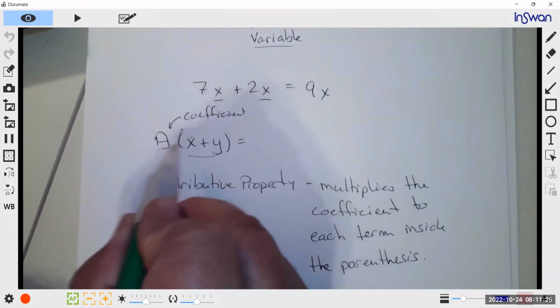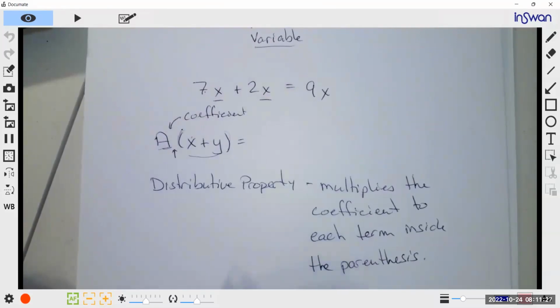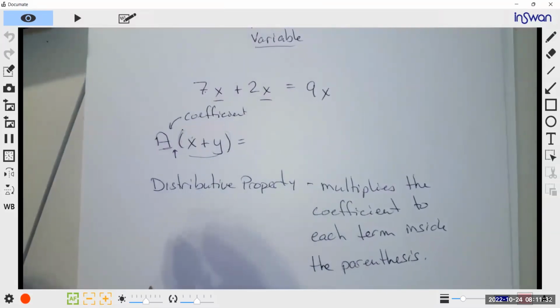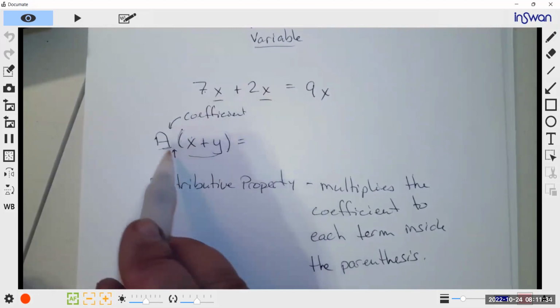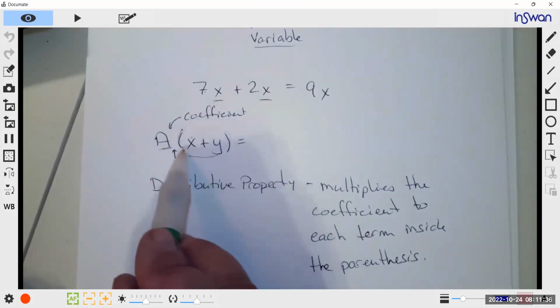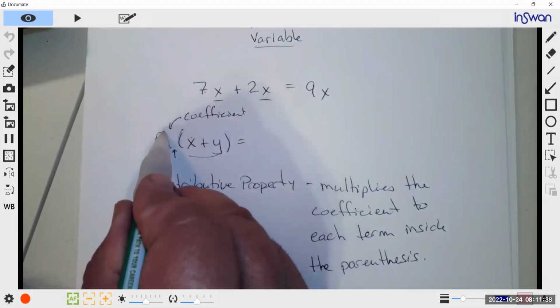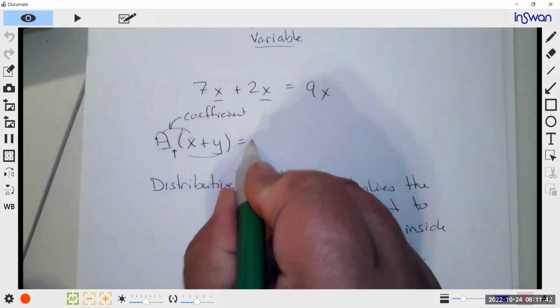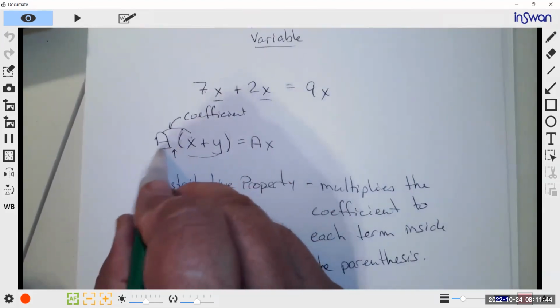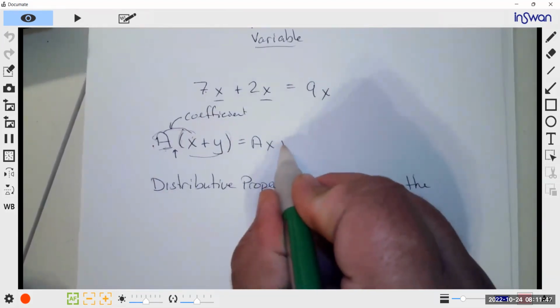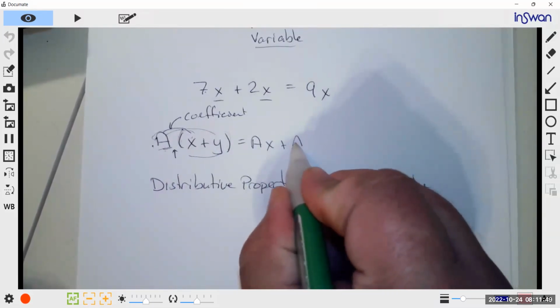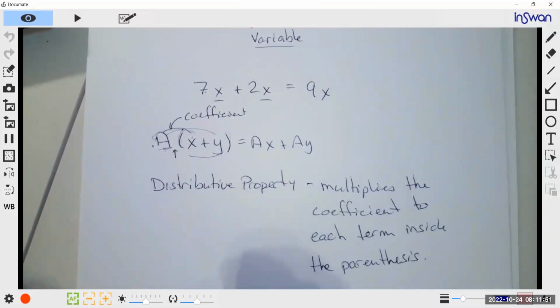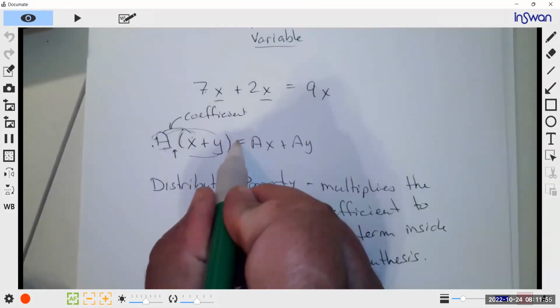So the reason it's multiplied is because there's no plus between the a and the parentheses. There's no plus, there's no minus, there's no division. So since there's nothing there, we know it's multiplied. It's a times this. So a goes to multiply each of the terms. So a times x is ax. Positive times positive is positive. A times y is ay. Okay, so that's the distributive property.